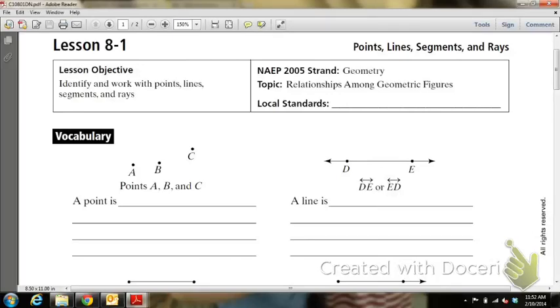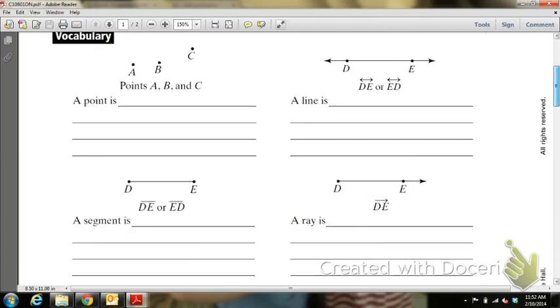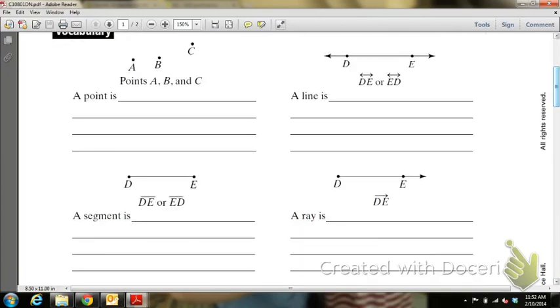In Lesson 8.1, we're going to talk about points, lines, segments, and rays. Chapter 8 is getting all into geometry. So first, let's start with some definitions. A point is a dot that has no size.